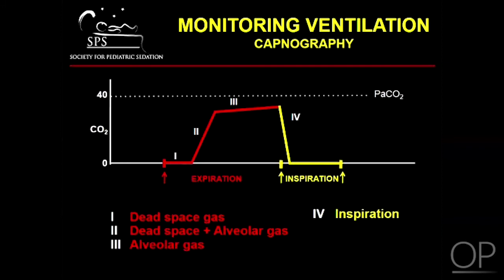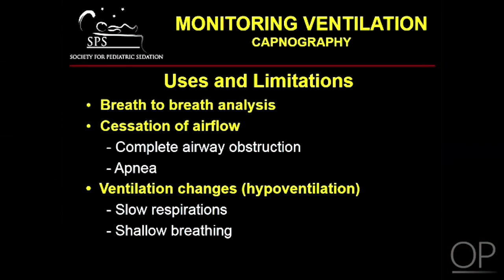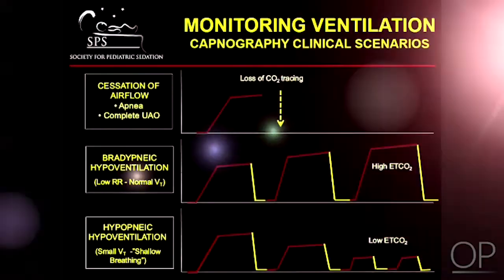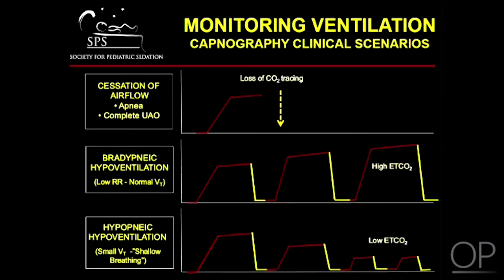Finally, in phase 4, the levels of carbon dioxide fall rapidly during inspiration. This phase merges with phase 1 of the next breath. The breath-to-breath analysis provided by this technique allows the clinician to assess several important respiratory states, including complete airflow cessation due to apnea or complete obstruction, or the changes in exhaled carbon dioxide concentration that occur with slow or shallow respirations. With the complete airflow cessation that occurs during apnea or complete airway obstruction, the end-tidal tracing will abruptly discontinue.